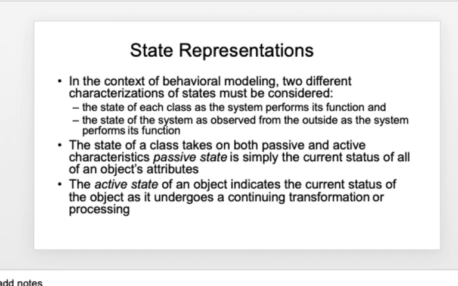Whenever you go for state representations in behavioral modeling, there are two different characterizations of states: the state of each class as the system performs its function, and the state of the system as observed from outside. The state of the class will take on both passive and active characteristics. A passive state is simply the current status, and an active state indicates the current status as it undergoes continuing transformation or processing, which means the state is active at present.